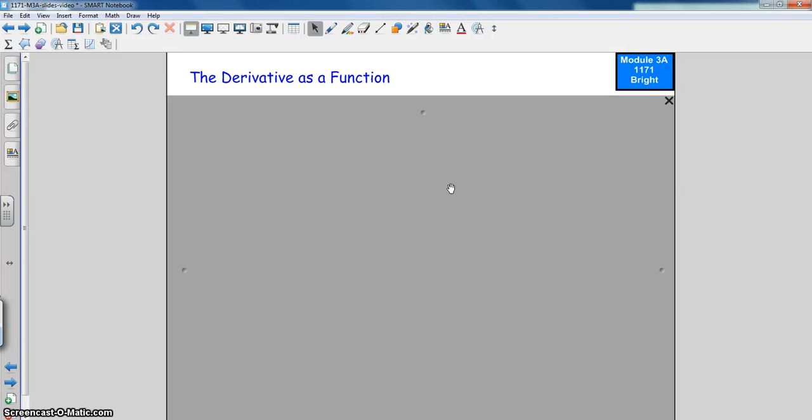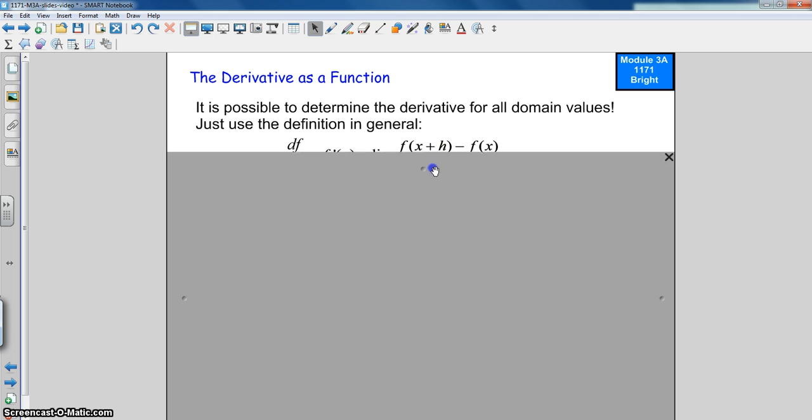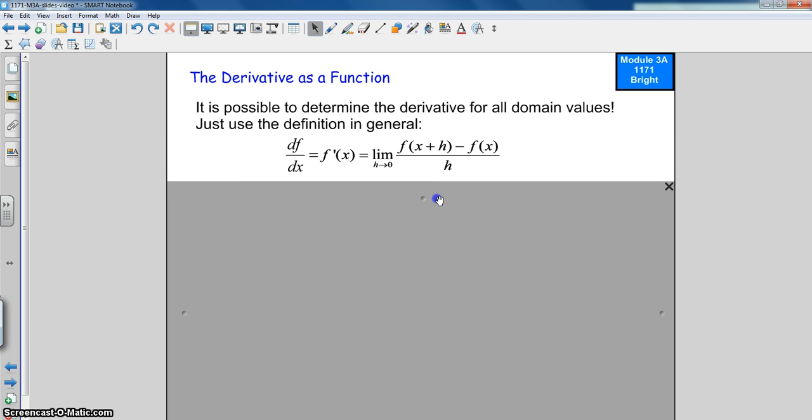And at last, we are going to talk about the derivative as a function. This is generally what you hear about when you hear the idea of a derivative, or what is referred to. So remember, this looks very similar to our definition of a derivative at a point. And now we're just going to say we can actually determine a derivative for all domain values. So we don't necessarily have to talk about a derivative at a point.